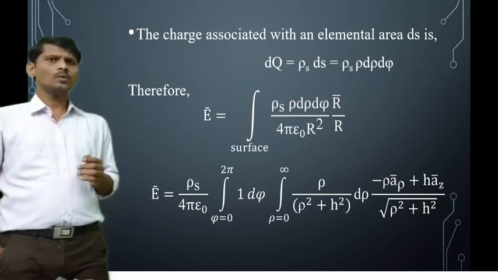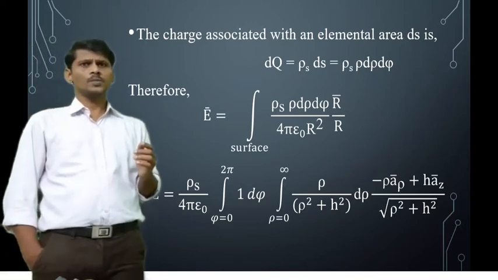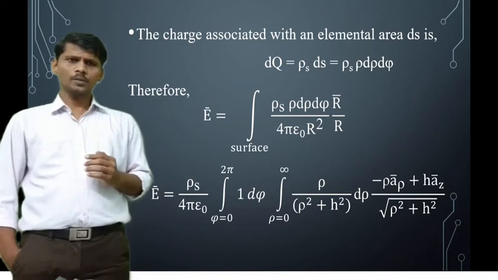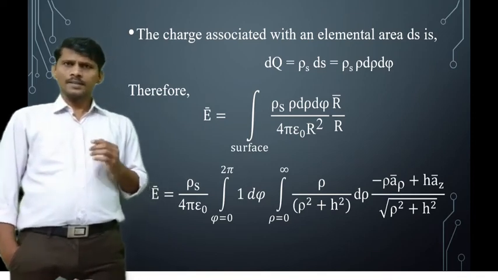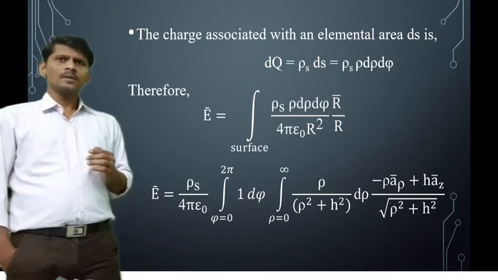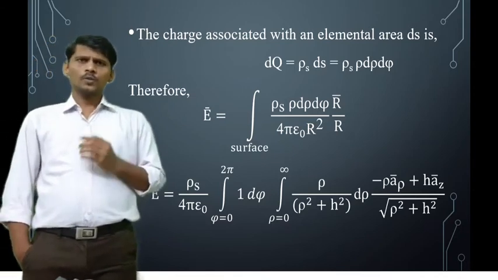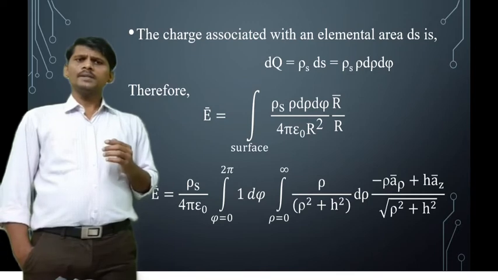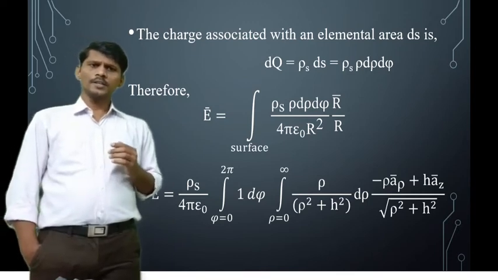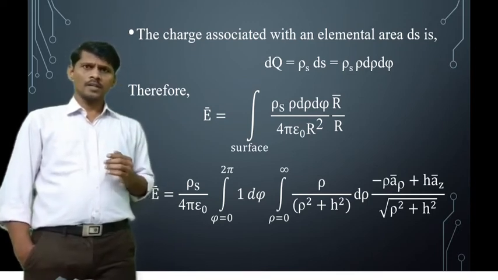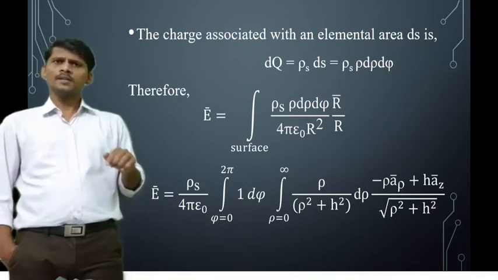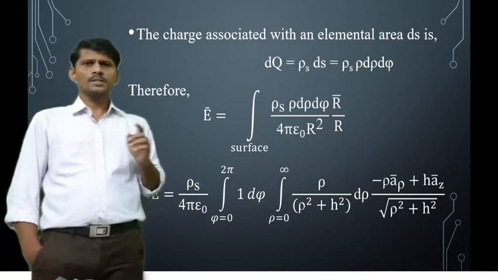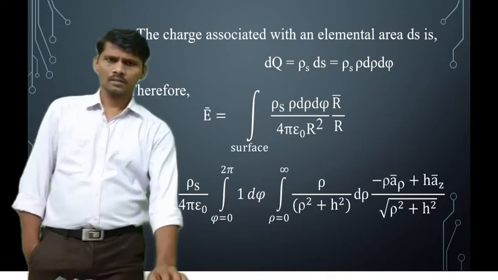In cylindrical coordinate system, phi varies from 0 to 2 pi, into integral rho equal to 0 to infinity. In cylindrical coordinate system, rho varies from 0 to infinity. Rho by rho square plus h square d rho into a_R bar. a_R bar is minus rho a_rho bar plus h a_z bar by square root of rho square plus h square. Integral 1 d phi is phi.